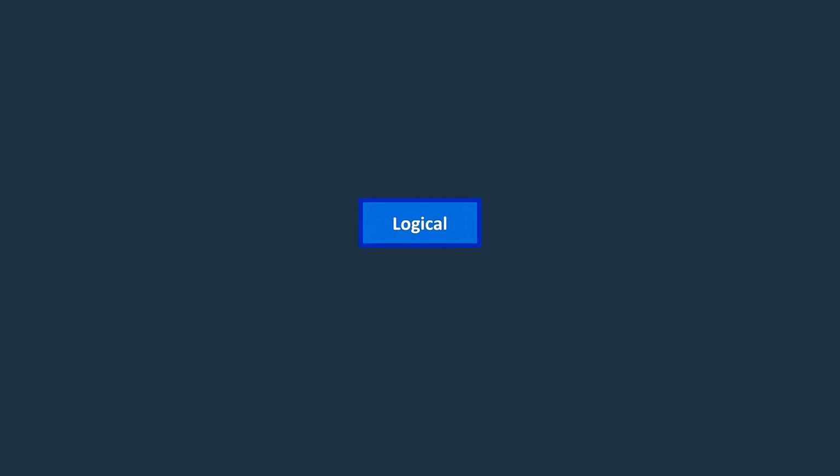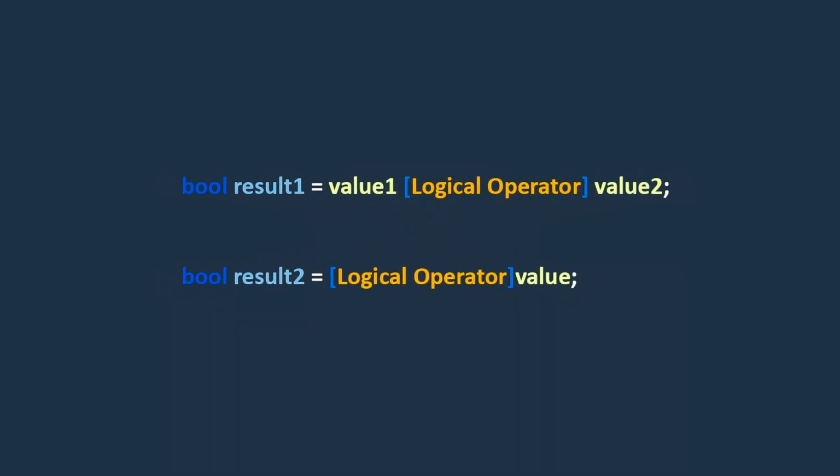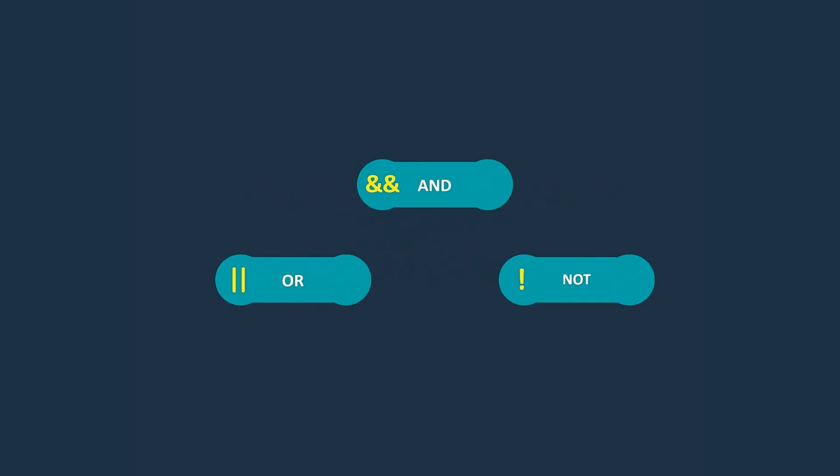Hello everyone, welcome back. In this lecture, we're gonna talk about logical operators. These operators are used to perform logical operations on Boolean expressions. There are three main logical operators in C#.